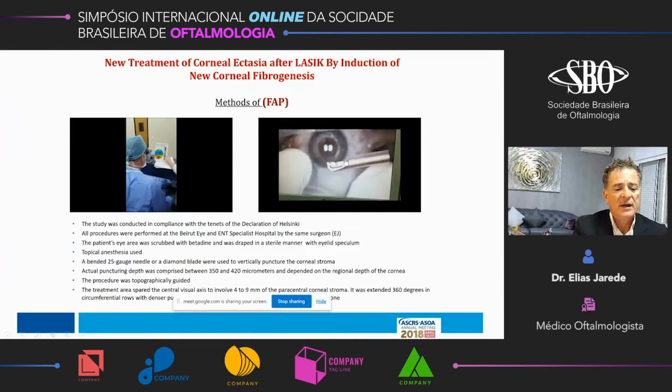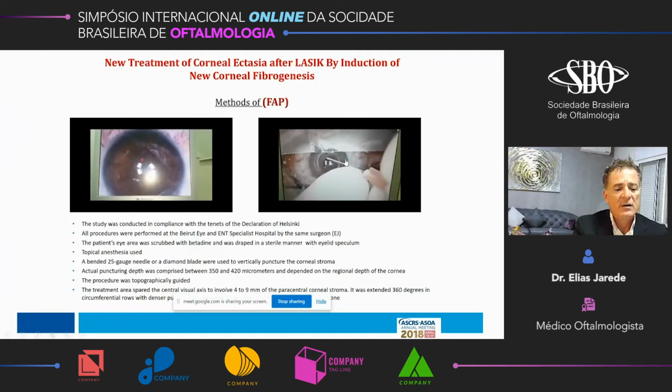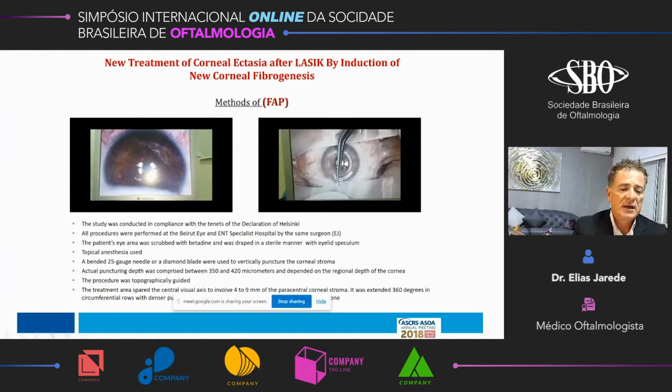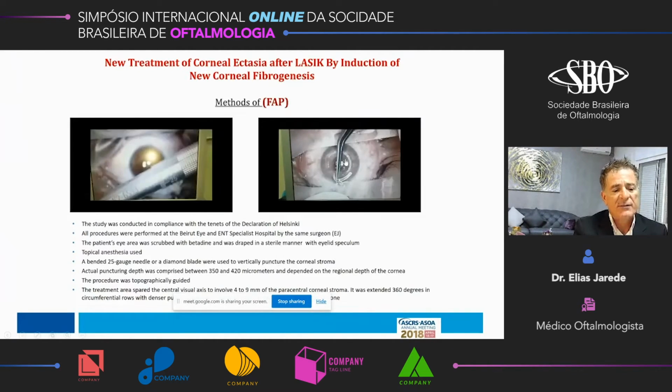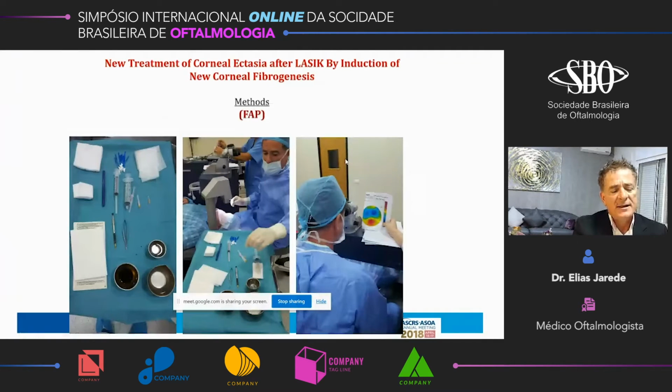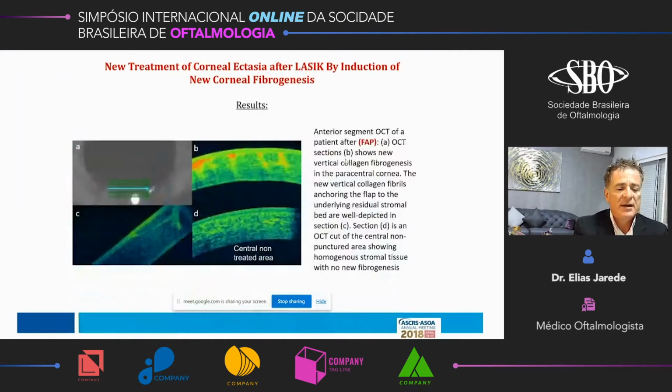It depends on the peripheral thickness of the cornea. I bend the needle, then I do the puncturing. We can do it simultaneously with the ring refraction, with the ring augmentation. That yielded very good result and stability of the cornea, sometimes extra flattening. Here we can show the instrumentation is very simple, and we can use direct visualization of the cornea to do more punching at the area of ectasia.